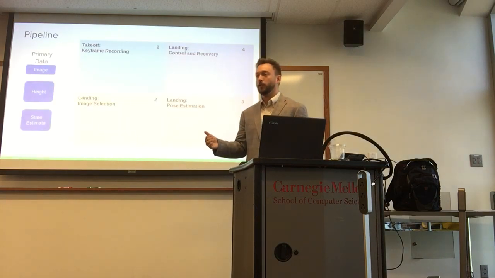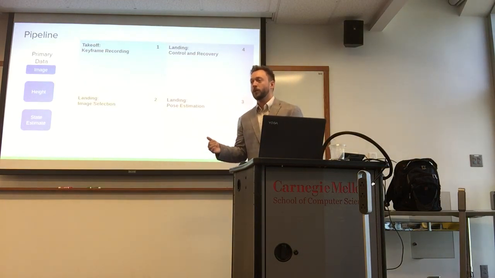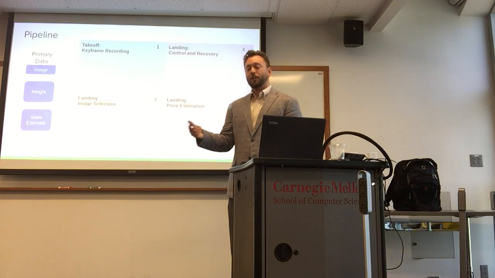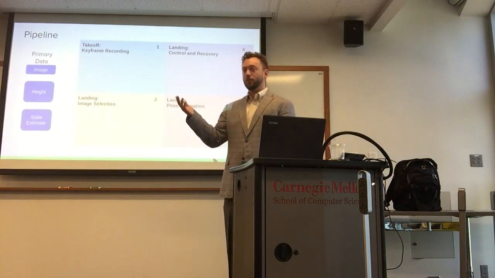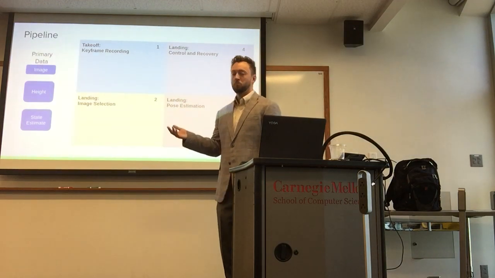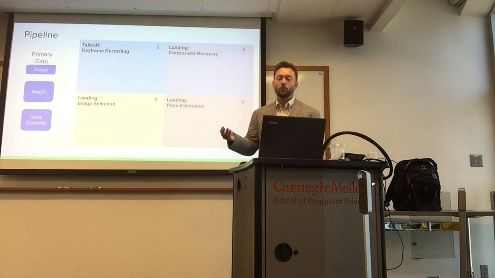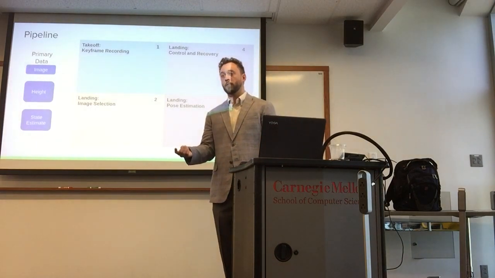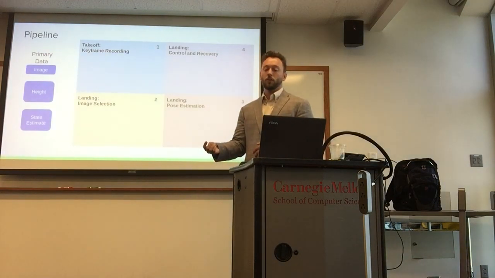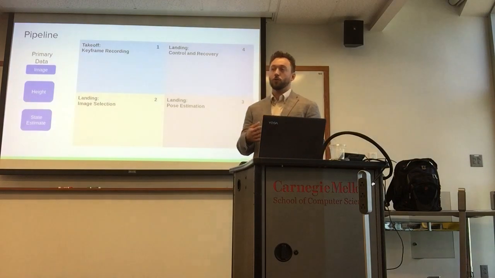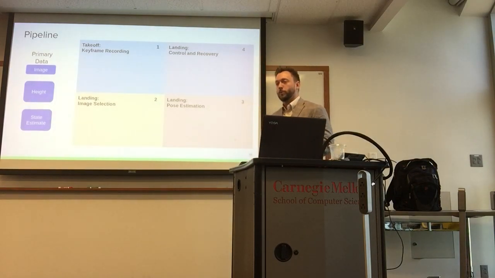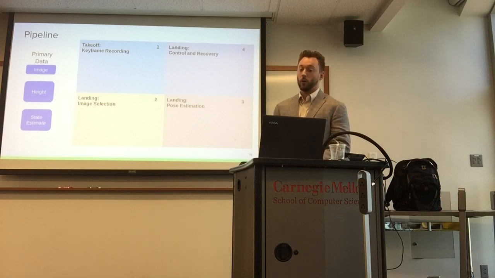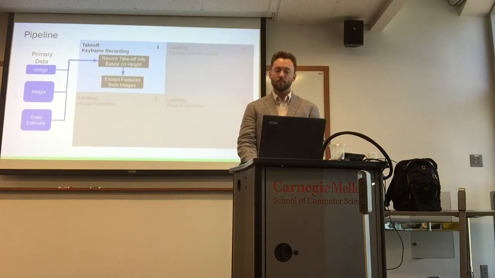Then these three primary sources of data feed into four main pieces of the pipeline. First, during the takeoff, you need to record keyframes. Second, the next three are actually all part of the landing. So once you've ascended and recorded these keyframes, you're ready to land. But during that landing process, you need to first select the image that you're going to compare to, then get a relative pose estimate to that, and then use that to control the drone back to its initial position, or potentially go into a recovery mode if something goes wrong in that process.